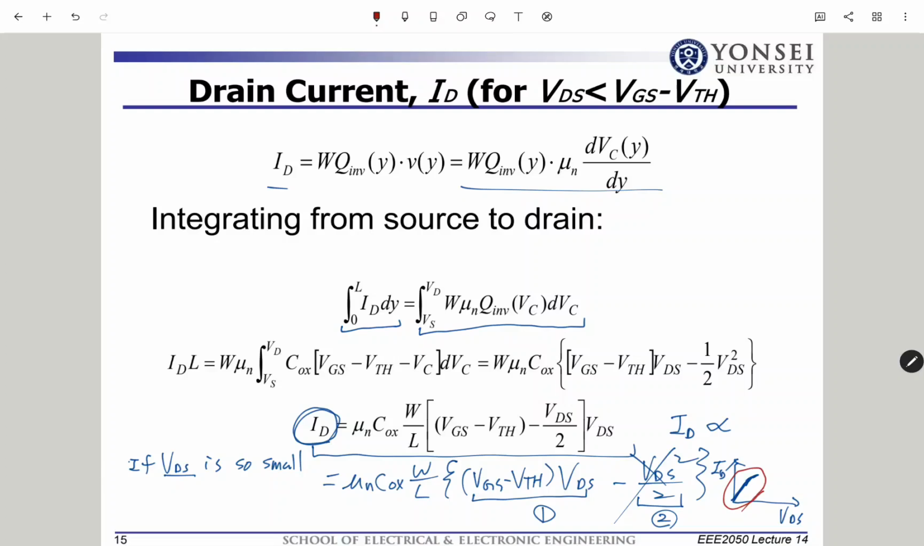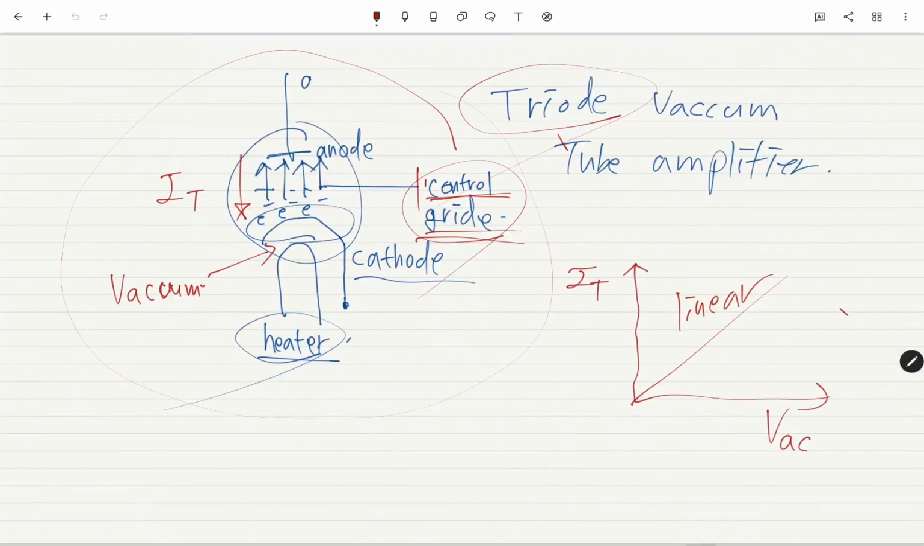So here, this region where VDS is so small is linear, right? Linear region. So this operation in this region is called what? Please guess. Yes, you can guess. Yes? What is it? The region where ID increases linearly is called triode. Okay? Because it behaves something like a triode vacuum tube amplifier.